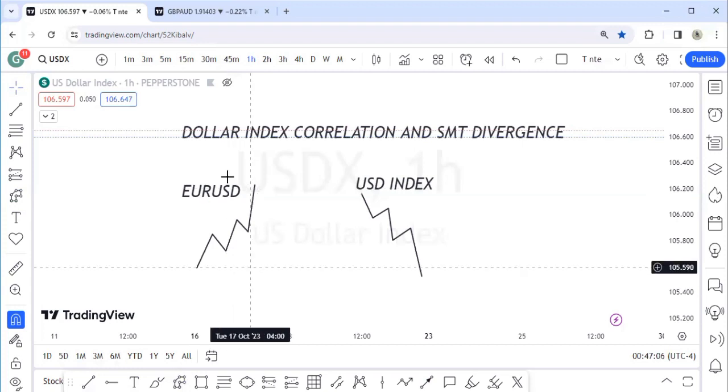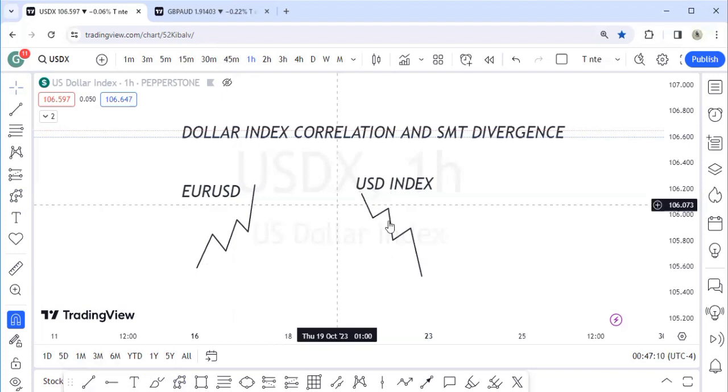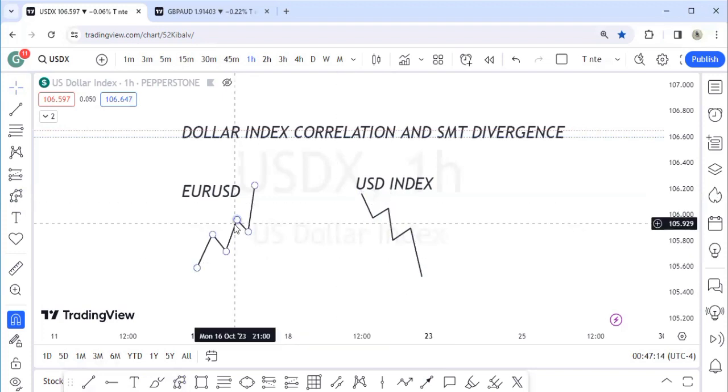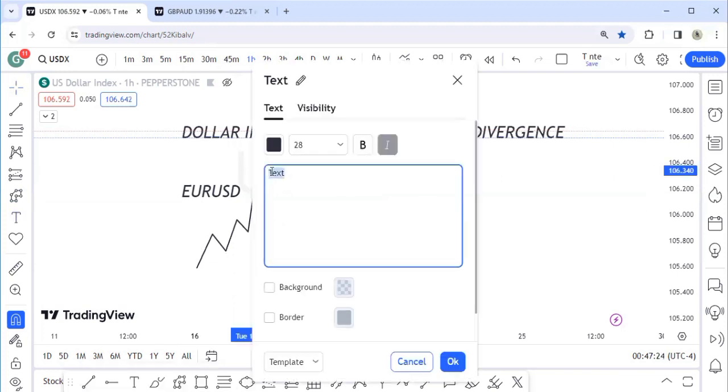If euro is going up, that means dollar should go down. And if dollar is going down, that means euro should go up. So euro USD and the US dollar index are negatively correlated. That means they go in opposite directions. That means they have a negative relationship. So the relationship between the dollar index and the euro is what we call negative, right?